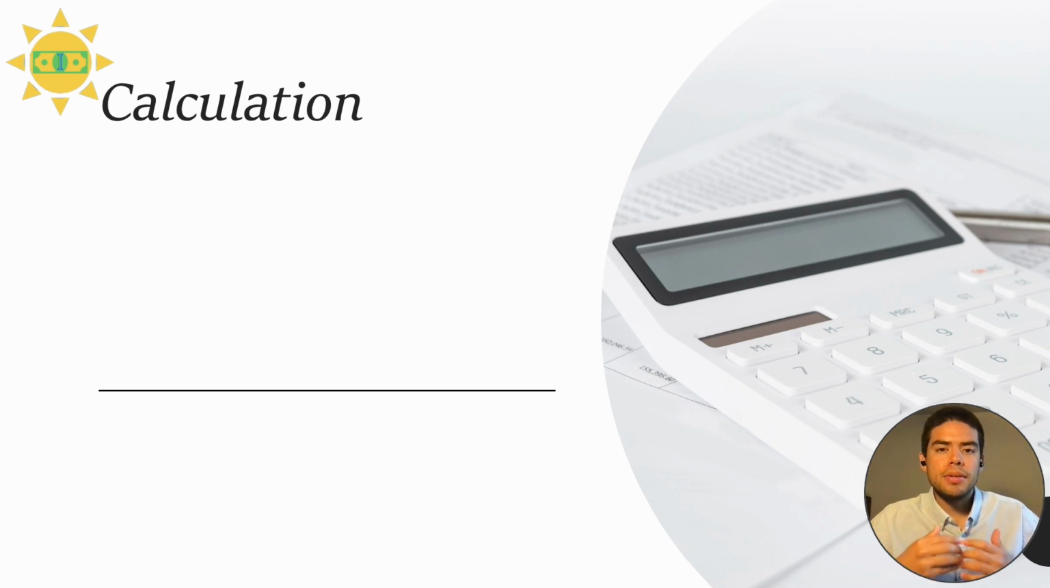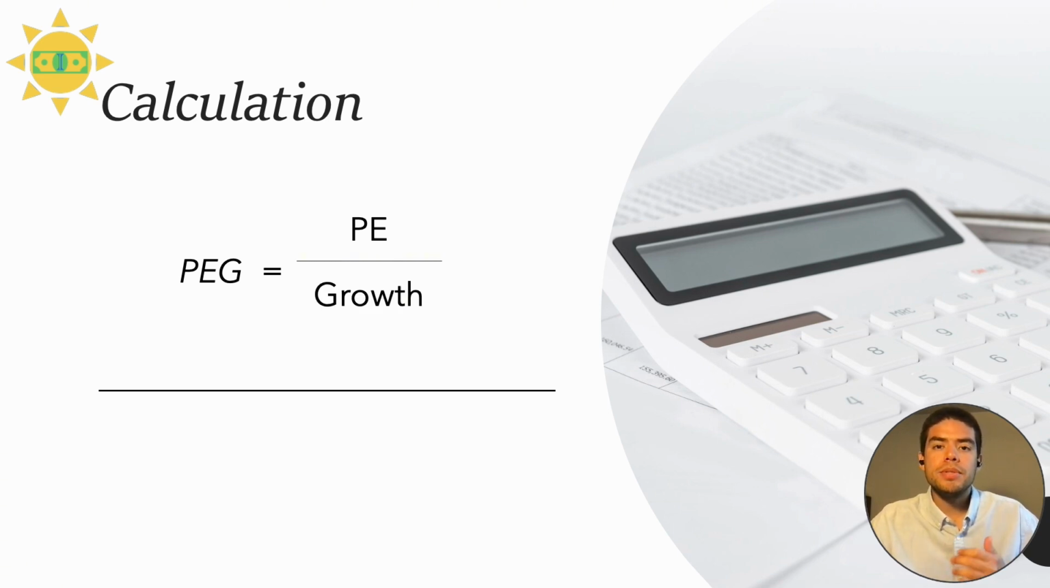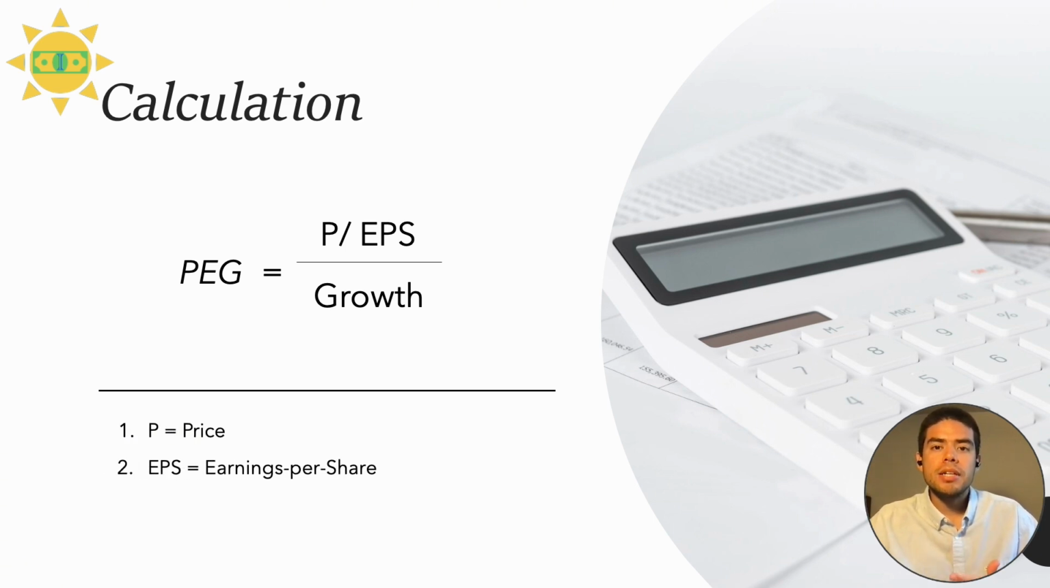Now let's walk through the calculation of the PEG ratio. Now the PEG ratio is equivalent to the price to earnings divided by the company's projected EPS growth rate. As we know, the PE is equivalent to price divided by earnings per share. So thus, when calculating the PEG ratio, we need 3 values: the price of the stock, the earnings per share value of the stock, and the company's projected earnings per share growth rate. Great, now that we know this, let's walk through an example.